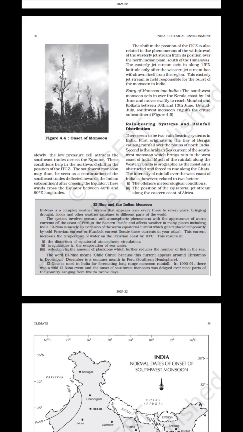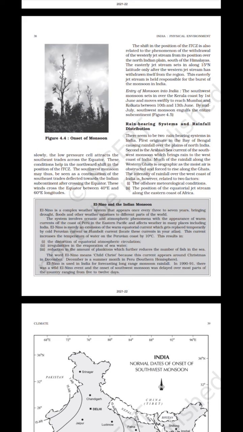El Nino and the Indian monsoon. El Nino is a complex weather system that appears once every 3 to 7 years, bringing drought, floods, and other weather extremes to different parts of the world. The system involves oceanic and atmospheric phenomena with the appearance of warm water. El Nino is merely an extension of the warm equatorial current which gets replaced temporarily by cold Peruvian current or Humboldt current. Locate these currents in your atlas.